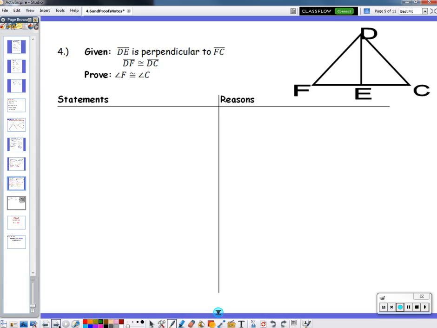So let's go ahead and label our given information first. Some of you are shorthanding perpendicular, that's fine. DE is perpendicular to FC. They're perpendicular to each other, right? They're perpendicular to each other.